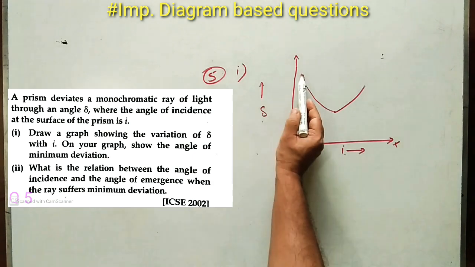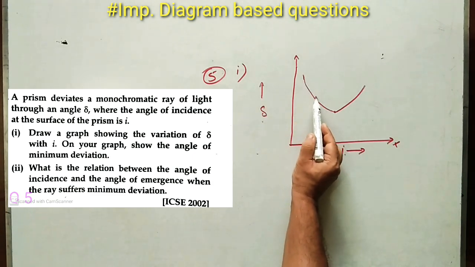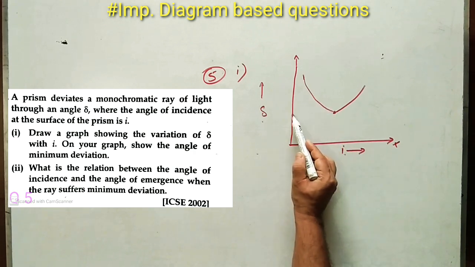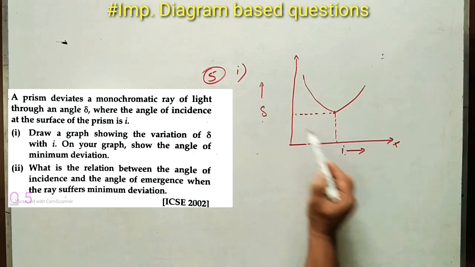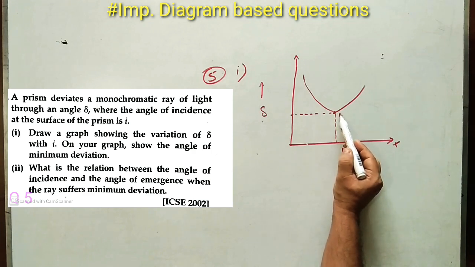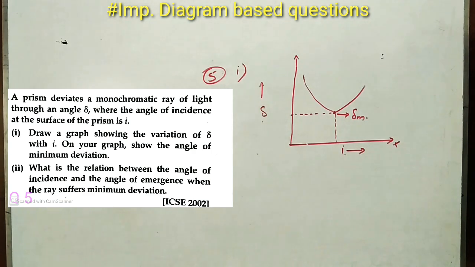So as the angle of incidence increases, you can see that the angle of deviation goes on decreasing till it reaches a minimum value. So this is the minimum value, corresponding on the x-axis and y-axis, and this value I call delta minimum, the angle of minimum deviation.